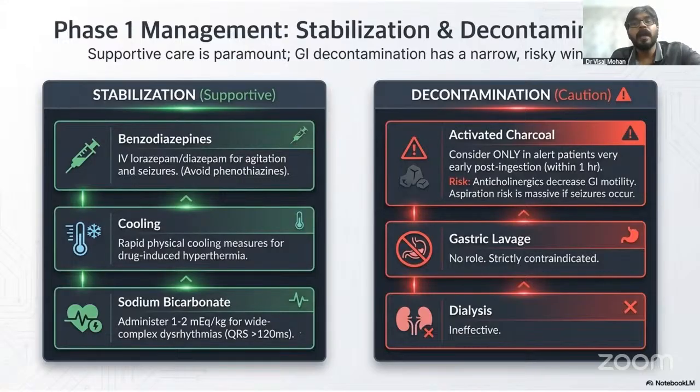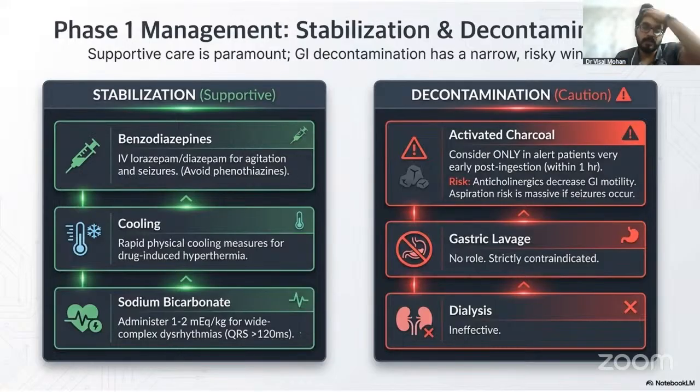Okay. And the next is how do you decontaminate this patient? In patients with anticholinergic toxicity, gastric lavage has no role and is contraindicated. We can give activated charcoal for this patient only if the patient presents within an hour. Okay. But what we need to remember is that in anticholinergic toxicity, these patients will have reduced GI motility. So the drug remains in the system for longer.